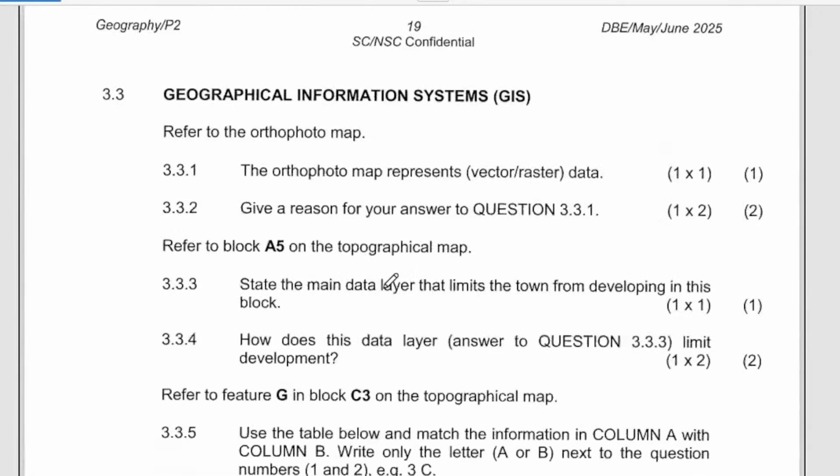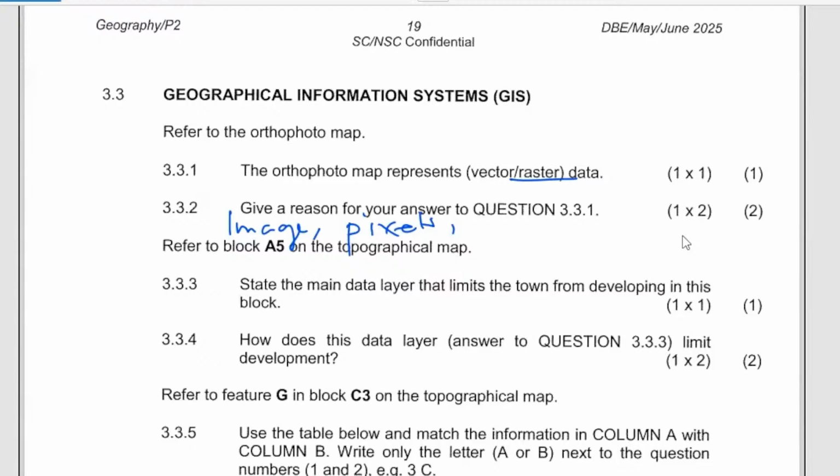Right. So the orthophoto map presents, is it raster or vector data? The orthophoto map is raster data. Why? This one is an image and it's presented in pixels. That is why it's raster. It's a real-time image and is captured using a camera. It has pixels.